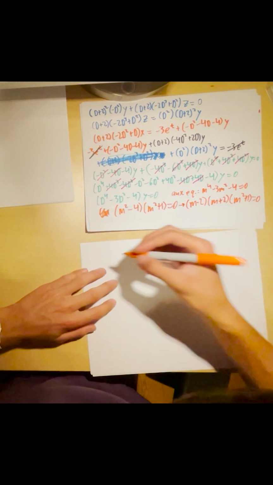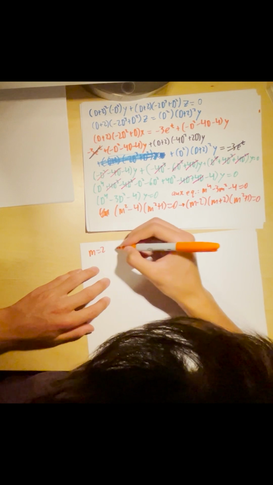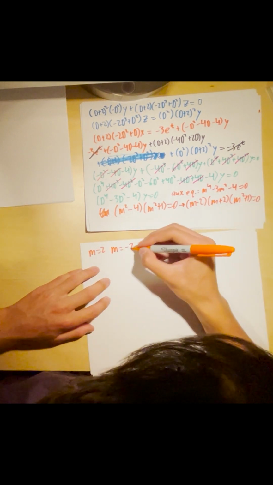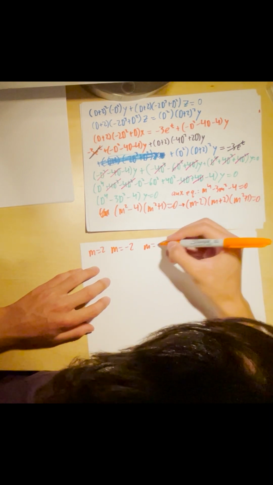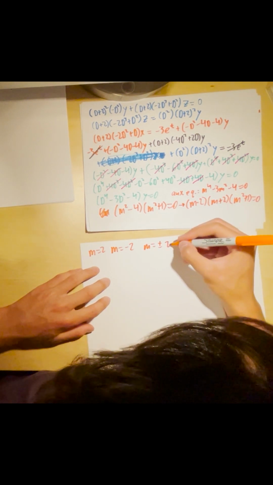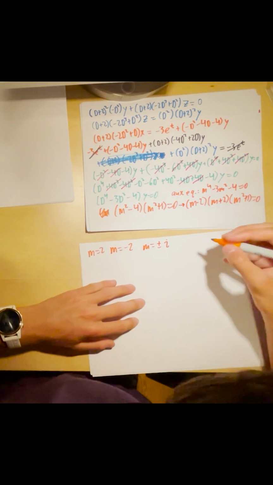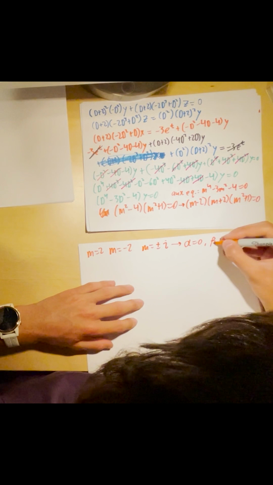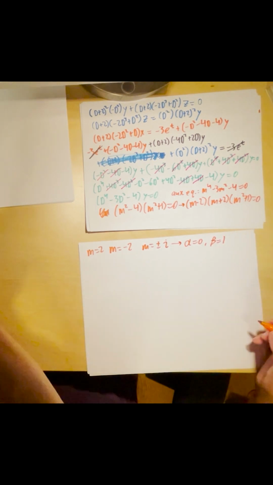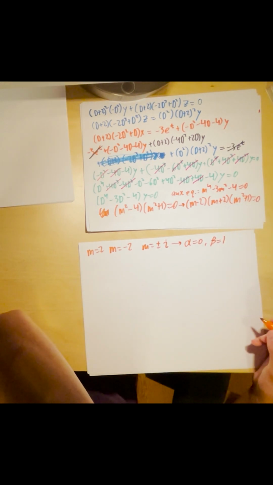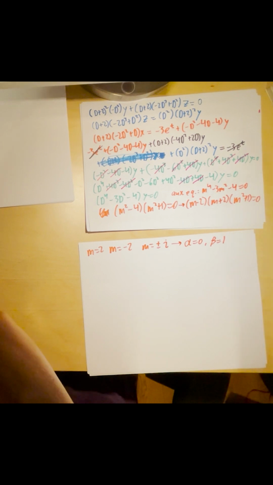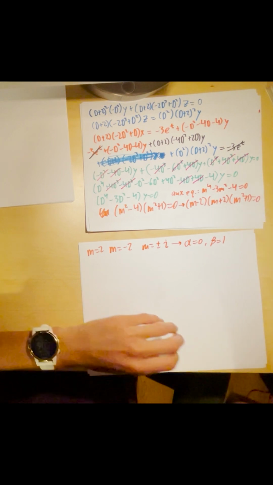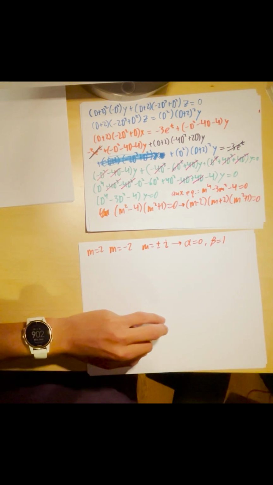When we solve for m, we're going to get m equals 2, m equals negative 2. Finally, we'll get m equals plus or minus i, the square root of negative 1. What this means is our alpha is 0, our beta is 1, which gives us c1 cosine of 1x, so c1 cosine x plus c2 sine x.